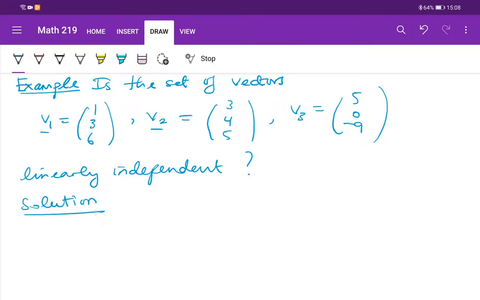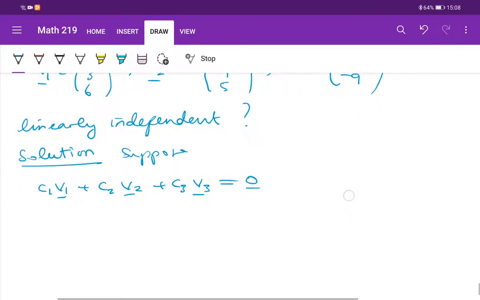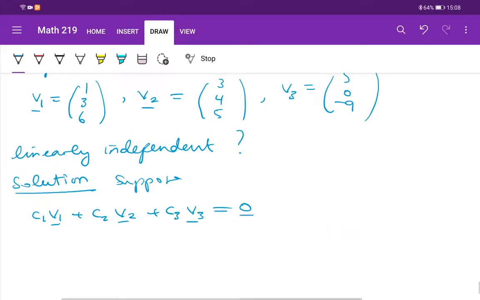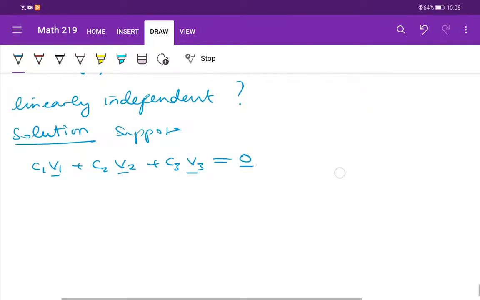Okay, so how do we check? Suppose there's some linear combination c1 v1 plus c2 v2 plus c3 v3 equal to the zero vector. If necessarily c1, c2, c3 are all zero, then the vectors will be linearly independent. If you can find c1, c2, c3 not all zero such that the linear combination is zero, then the vectors are linearly dependent.